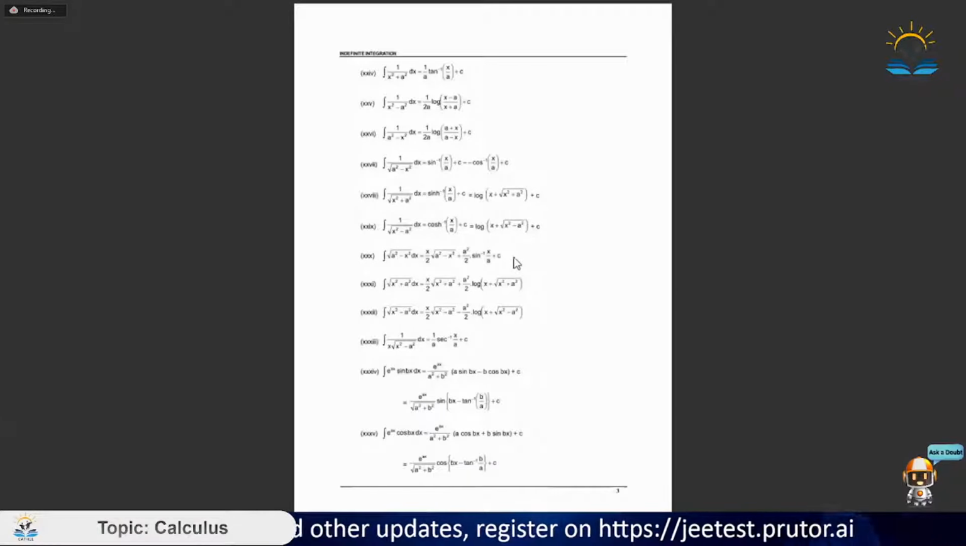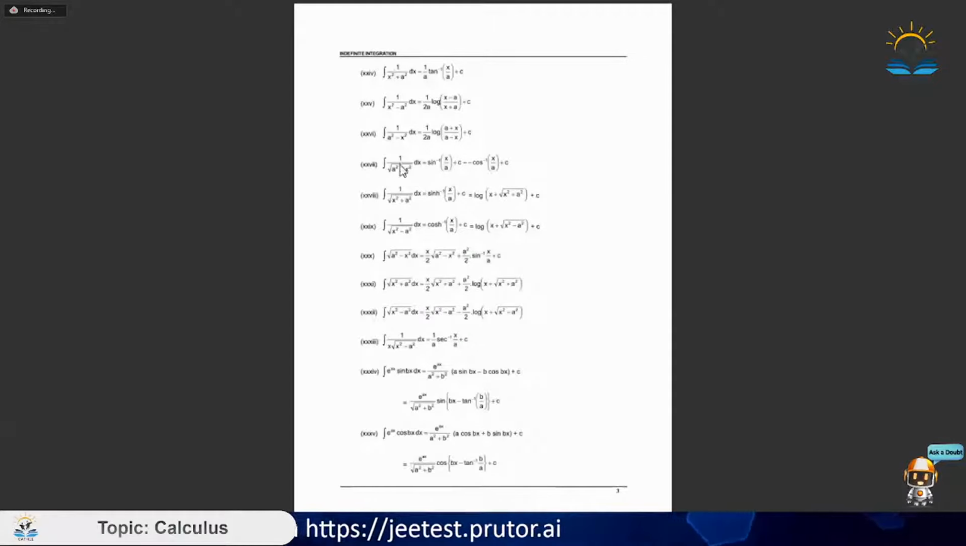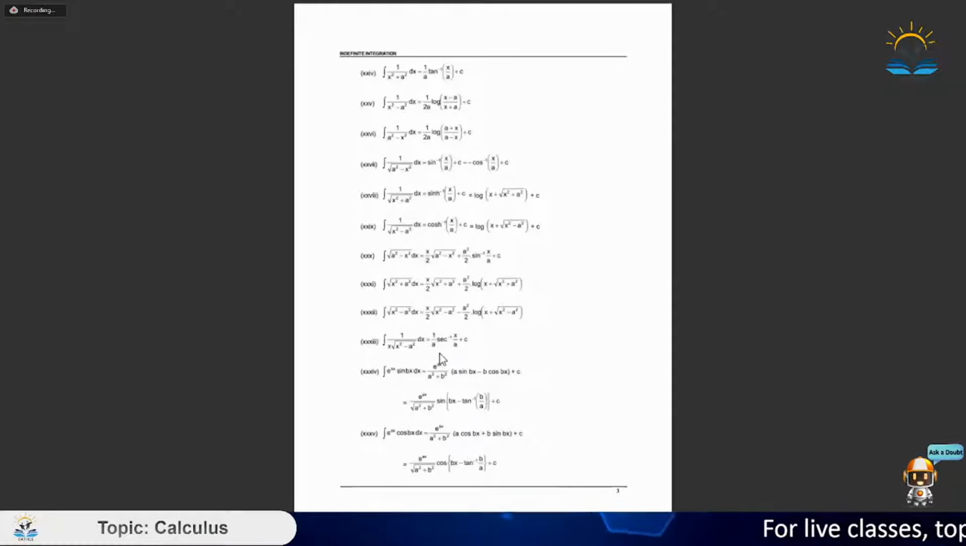Okay, so here we have three more formulas for root quadratic form. So you should learn these like this: 1 by quadratic, 1 by root quadratic, and here these are the formulas for root quadratic. Now here we have 1 by linear into root of quadratic. This formula is also derived like this: 1 by a sec inverse x by a plus c. You can go into the derivation of these formulas. The derivation comes out to be very simple.